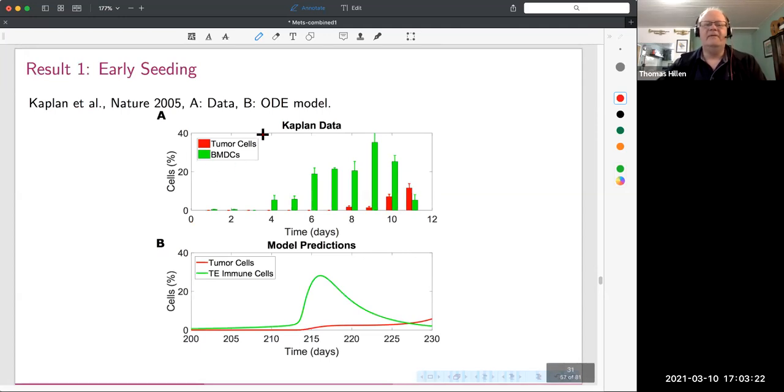But one result we have is the result by Kaplan from 2005. I've shown you this graph before, where the bone marrow derived cells arrive early and the tumor cells arrive later. And we can have the same effect down here, which is a model where the immune cells come early and then the tumor comes later.